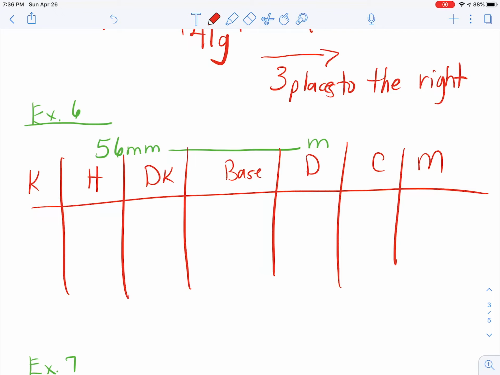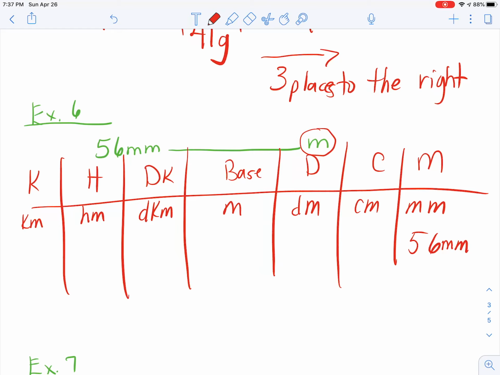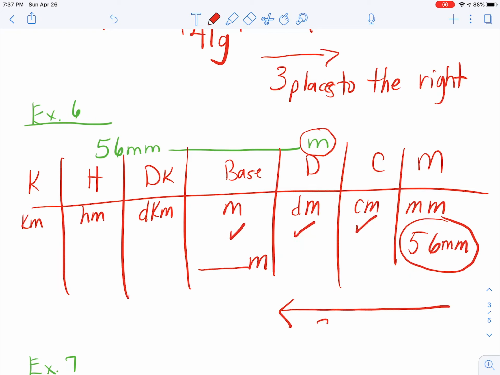I'm going from 56. Now remember, this is going to be kilometers, hectometers. Decameters has the DK. Meters is your base unit. Decimeters, centimeters, millimeters. So I'm going from 56 millimeters, which is right there, to 1 m, which is a base unit. So I'm going all the way to here. This time, if I'm starting here, I'm not moving to the right. This time I'm moving to the left. 1, 2, 3. So I'm moving 3 places to the left.